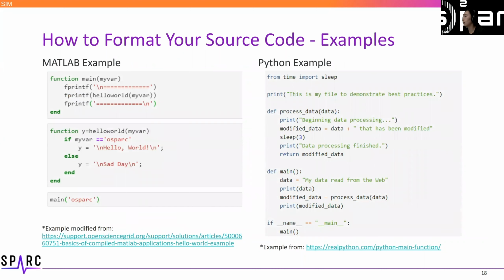Here, I'm going to give you a few examples of main functions. In both MATLAB and Python, the function is going to call other functions. The MATLAB main here calls hello world and passes its input. In Python, the main function calls the process data function. Both of these called functions don't get any inputs other than from the main function. So that's how we're going to need it to be structured for an o²S²PARC submission.